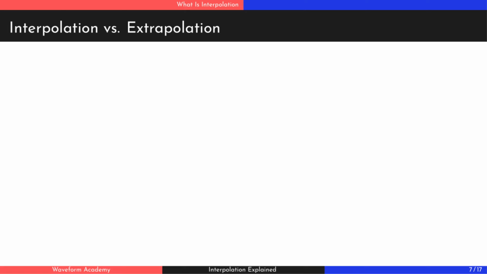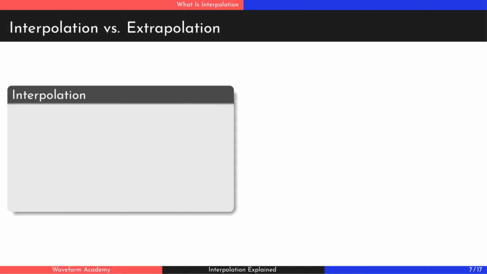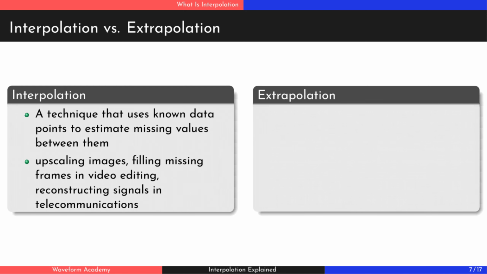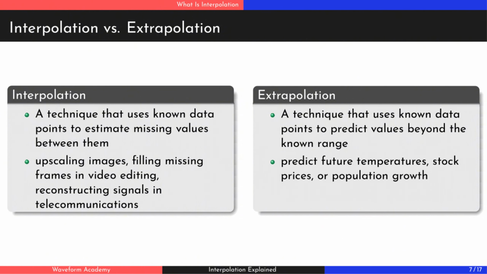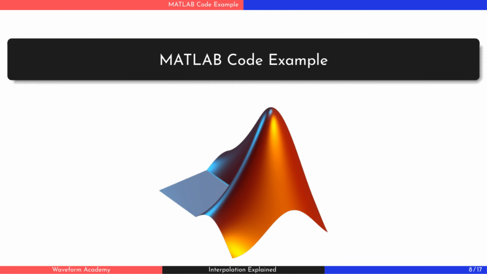To wrap up, let's break down two concepts that are often confused: interpolation and extrapolation. Interpolation estimates missing values between known data points, as we saw earlier. Extrapolation, on the other hand, is used to predict values beyond the known range. For example, it can be used to predict future temperatures, stock prices, or population growth. And that wraps up the theory section.